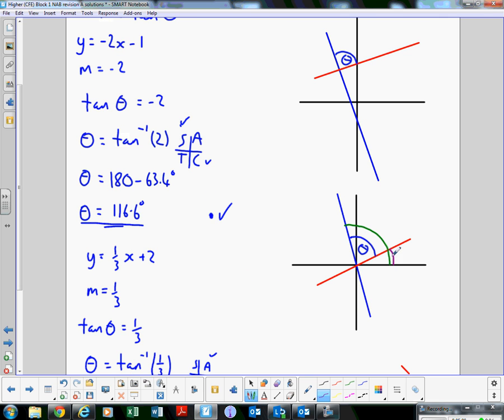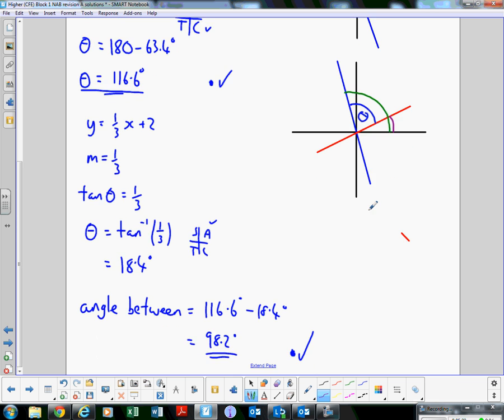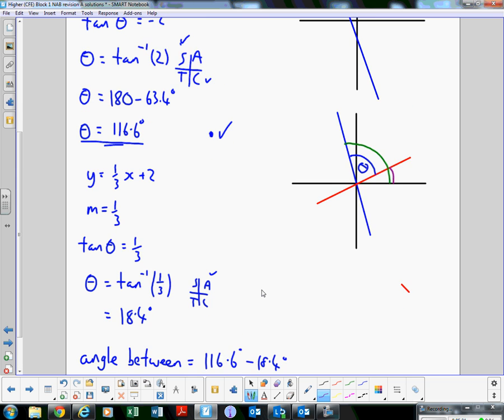Now for the purple angle, we know the gradient is 1/3, so tan of that purple angle is 1/3. So the angle itself would be tan to the -1 of 1/3, which is 18.4 degrees. So the angle between those two lines will be 116.6 subtract 18.4, which is 98.2 degrees.